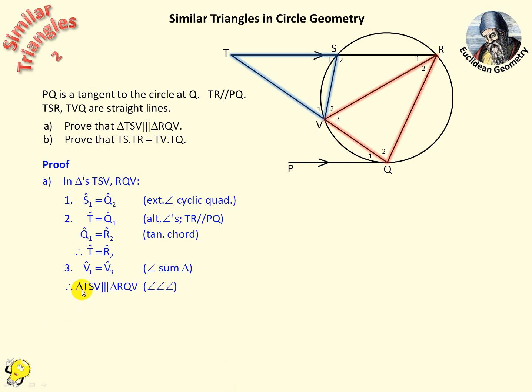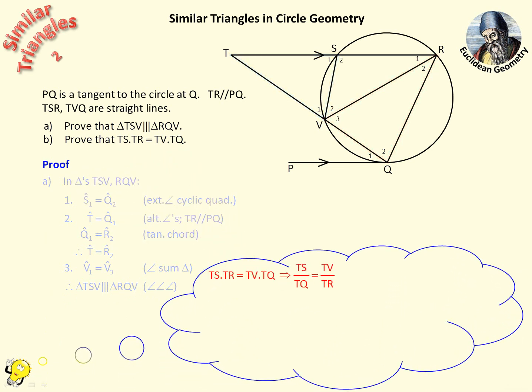I remind you again, order. T is equal to R, first, first. S is equal to Q, second, second. V1 equals V3, third, third. Keep it in the right order.